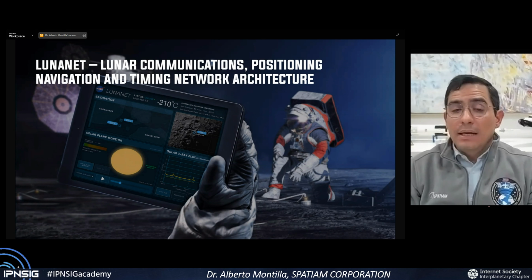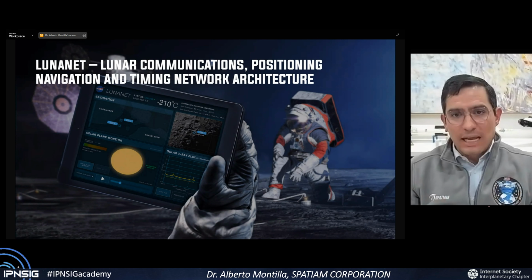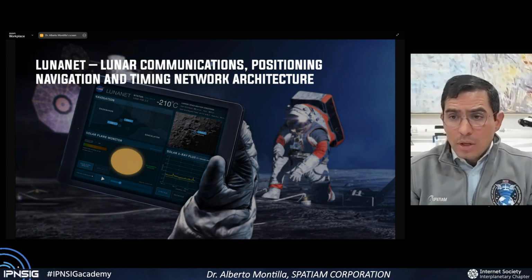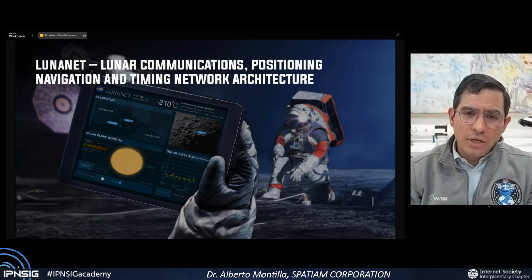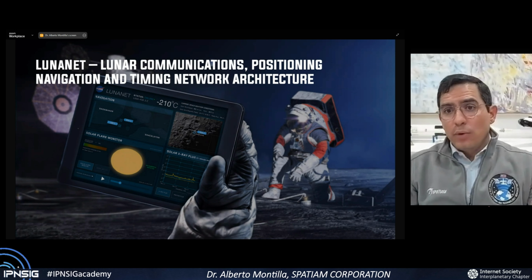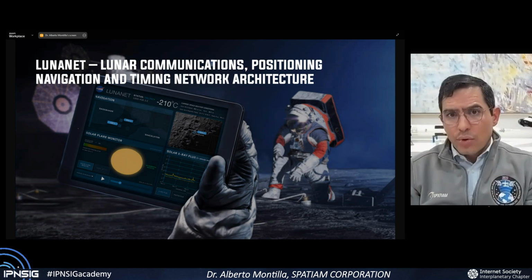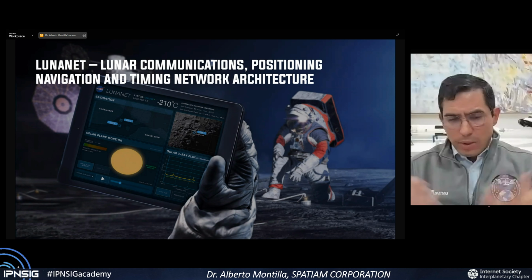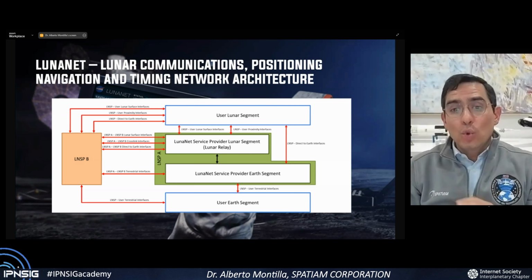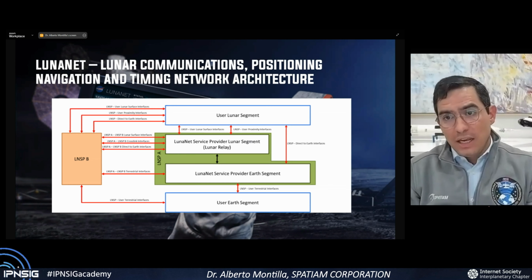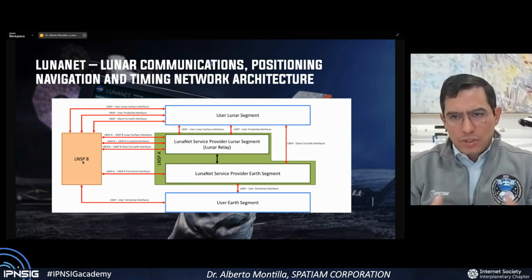And the big target is LunaNet. LunaNet is the Lunar Communications, Position, Navigation, and Timing Network Architecture Framework for the Moon, which is sponsored by NASA, the European Space Agency, and the Japanese Aerospace Exploration Agency, JAXA, with support of other organizations and the commercial industry at large. DTN is the main internetworking protocol for lunar networking and lunar communications. And even beyond that, LunaNet is establishing the concept of LunaNet service providers, which is very equivalent to the internet service providers on Earth, but it's basically providing communications and/or PNT, position, navigation, and timing services.